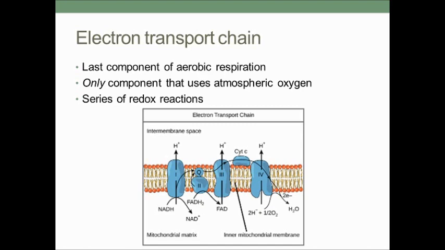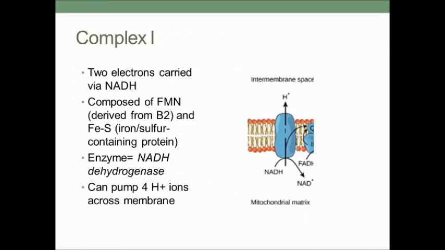This is very complicated. So the electron transport chain, it's our last stop in the formation of ATP. It's the last component of aerobic respiration, and it's the only component that actually uses atmospheric oxygen, the oxygen that you're breathing in. This is a series of redox reactions, which is what we talked about last week in the first slide. Combination of oxidation and reduction.